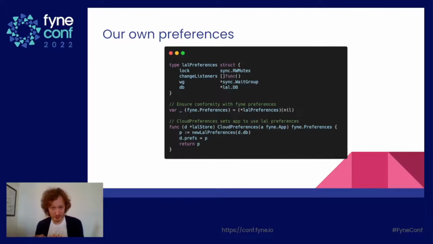So the middle line here is to ensure conformity with Fyne preferences, to make sure that we've implemented all the methods from the preferences. And we have our constructor here at the bottom, cloud preferences, which creates a new instance for us.